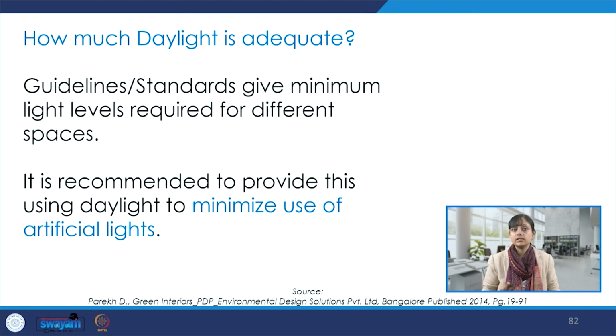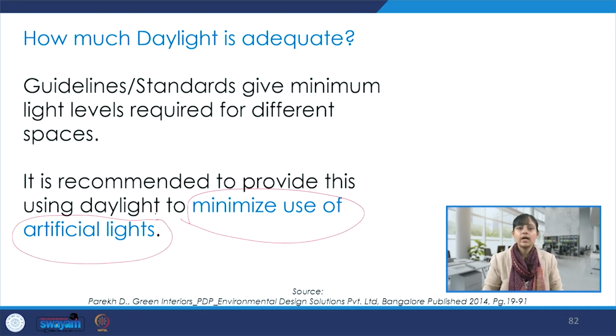Now, how much daylight is adequate? Guideline standards give minimum light levels required for different spaces. It is recommended to provide this using daylight to minimize use of artificial lights. So we must minimize artificial lights. That's very, very important, and it can be achieved through design and through careful selection of fixtures, materials, proper orientation, proper circulation, alignment of furniture, utilizing the positioning and placement of windows.